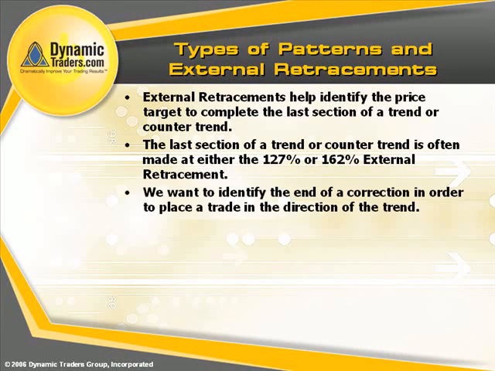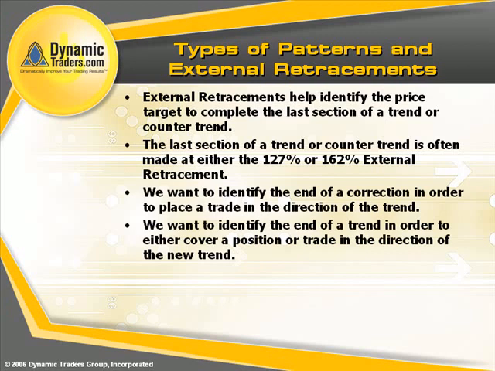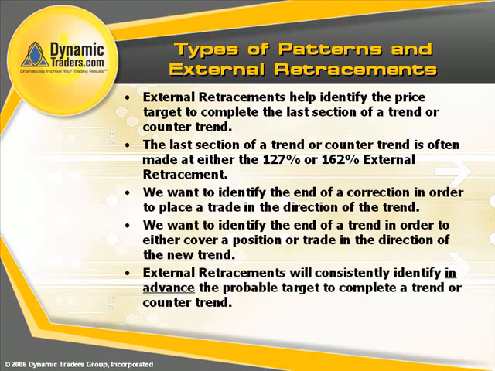We want to identify the end of a correction in order to place a trade in the direction of the trend. We want to identify the end of a trend in order to either cover a position or to trade in the direction of the new trend. Now, using external retracements, we can consistently identify in advance the probable target to complete a trend or counter trend. Let's take a look at some examples.